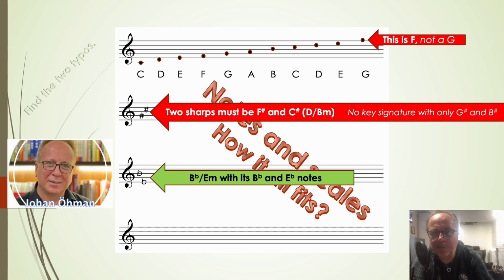Yeah, the 2 typos. Okay, up here: F, not G. The top note on the top line of the staff there must be an F, it's not a G. And the 2 sharp signs that give you the key signature cannot be G and B. They have to be F and C. If it is 2 sharps, it must be F and C, and the keys are D major and B minor. G and B, no, cannot be.